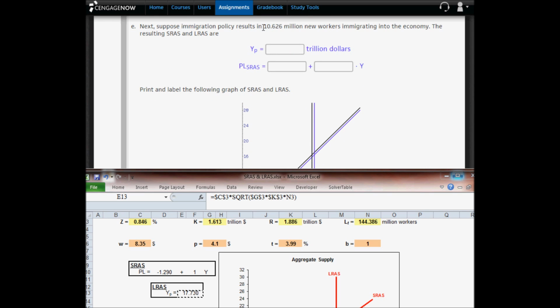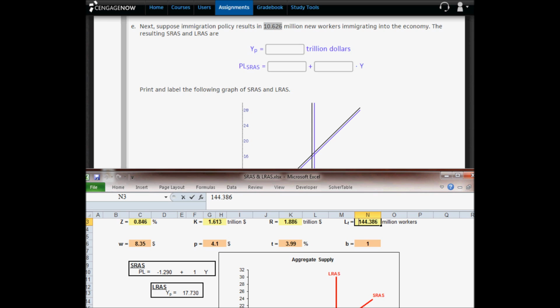Next, suppose immigration policy results in 10.626 million new workers immigrating into the economy. Because this increases the size of the labor force, this effect will raise potential output. And because it raises potential output, both long-run aggregate supply and short-run aggregate supply will shift to the right by the same amount. To see this, we're going to copy the 10.626 million new workers into our spreadsheet.